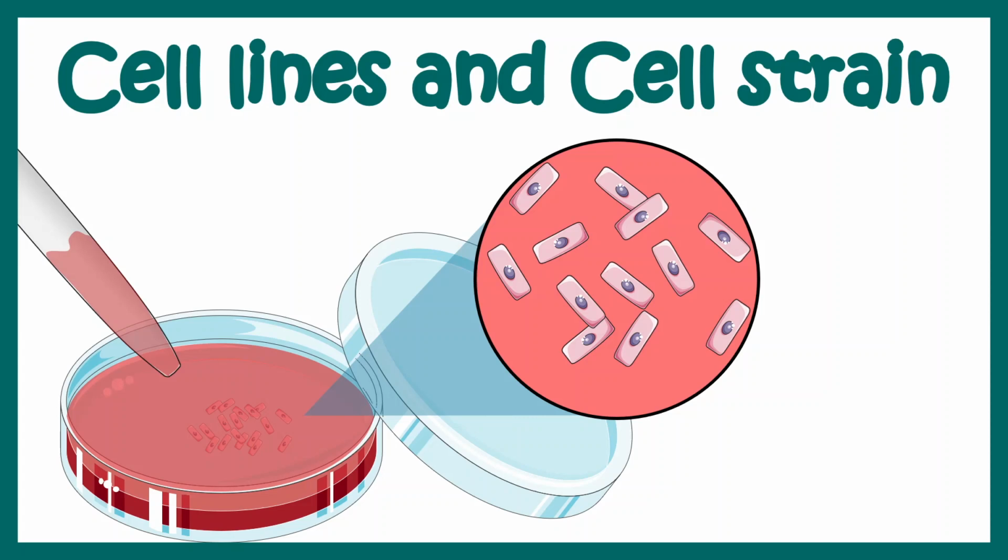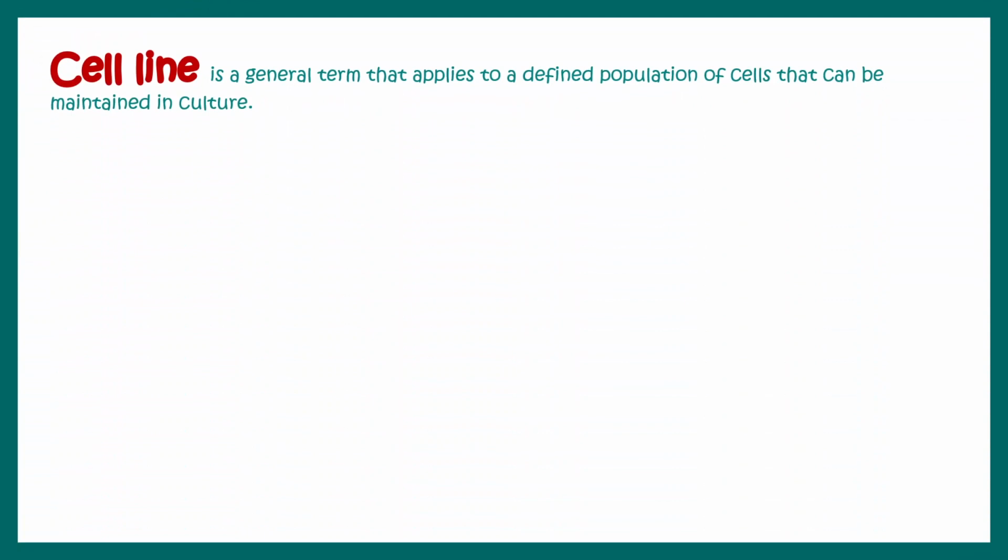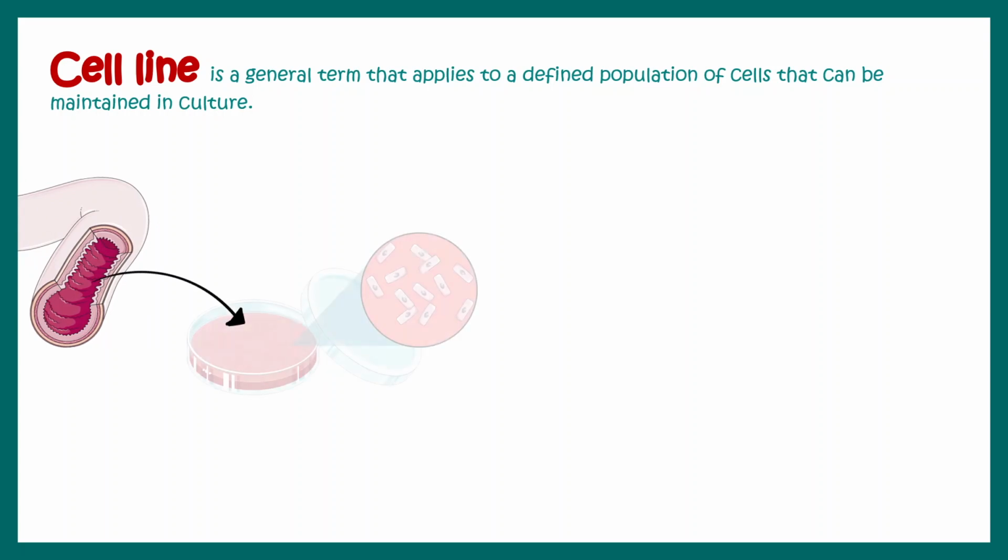In this video, we'll talk about cell lines and cell strain. Cell line is the general term that applies to different populations of cells that can be maintained in culture in vitro. This is a portion of the intestine, so we can culture these intestinal cells as a cell line, and we can call it an intestinal cell line.